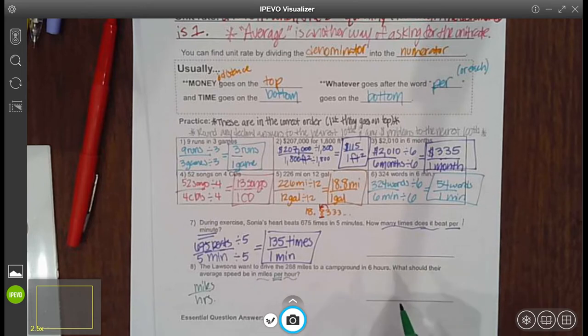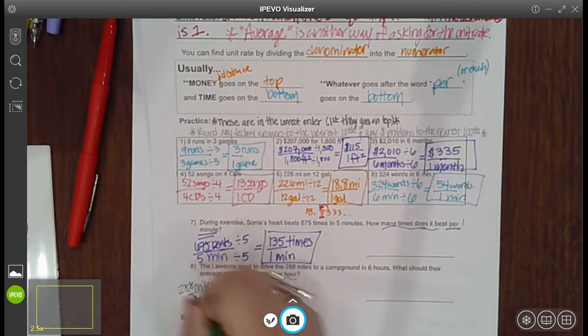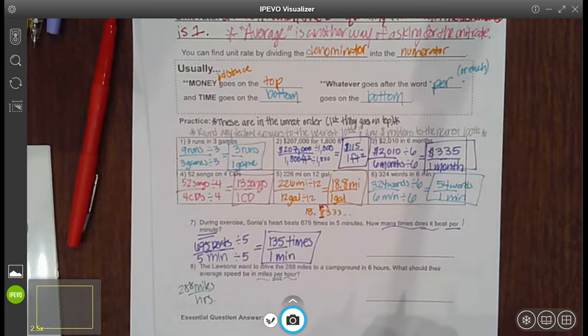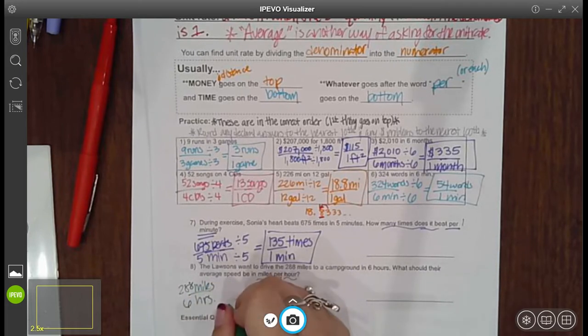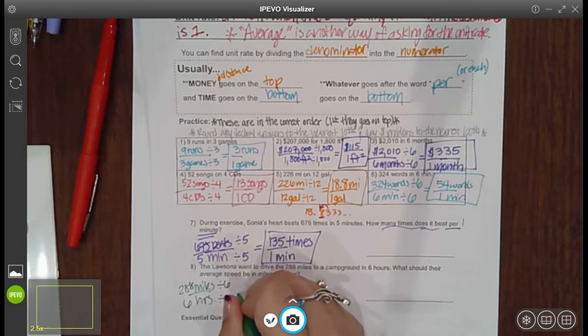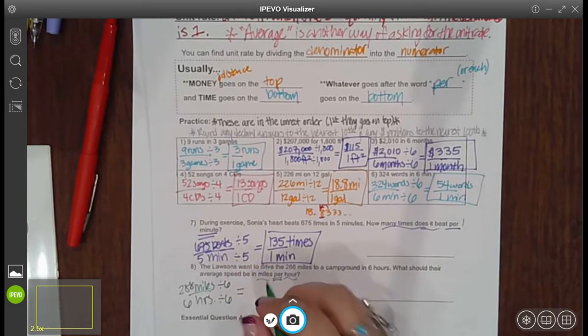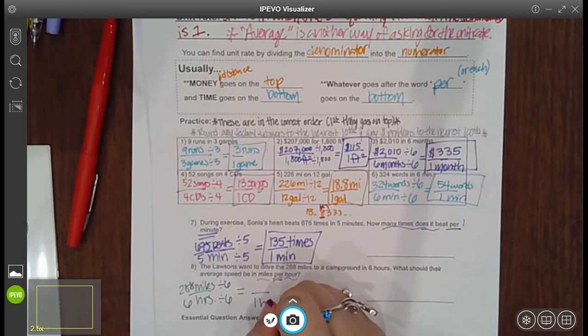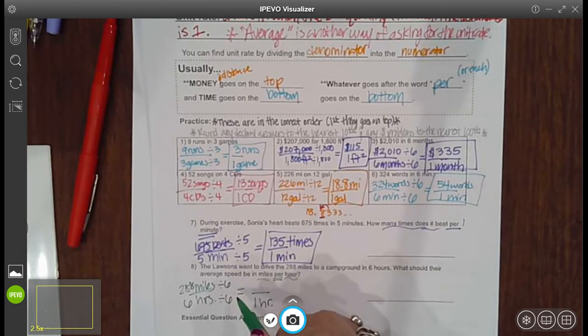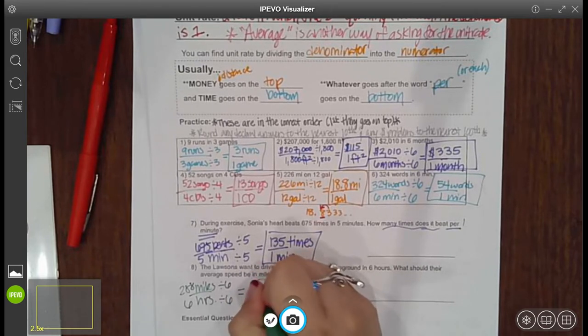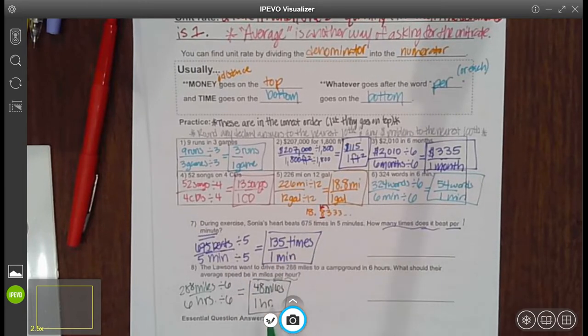Well, it says I go 288 miles in 6 hours. So let's get the unit rate by dividing whatever that denominator is to both the top and the bottom. 6 divided by 6 is 1. So now I have the per 1 hour. And 288 divided by 6 is 48 miles. So when I found the unit rate, I found if they do that, they went average speed of 48 miles per hour. Okay, great job.